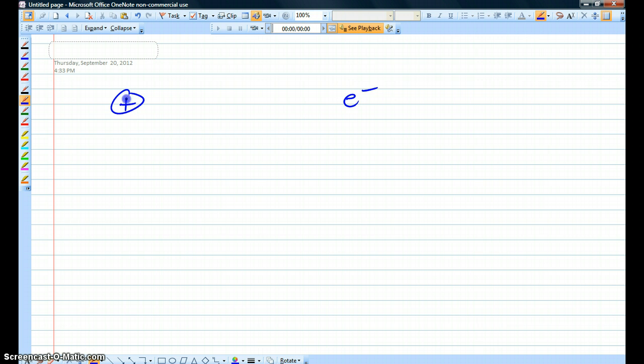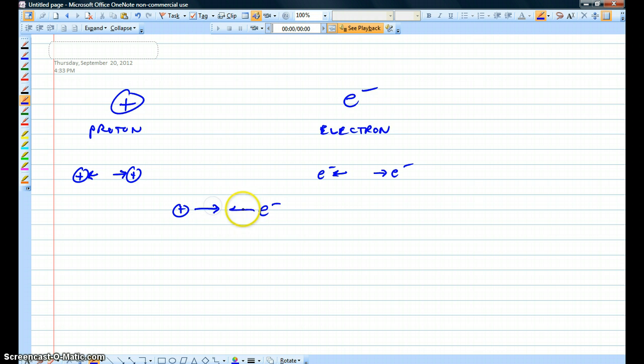We're not going to talk about neutrons. We don't really need to discuss that at this point. But it's the proton and the electron. Now the proton, of course, is positively charged, and the electron is negatively charged. And of course, opposites attract, and like charges repel. So if you have two protons next to each other, they will get repelled by each other. And likewise, if you had two electrons next to each other, they would get repelled by each other. But if you had a proton and electron next to each other, they would get attracted to each other.